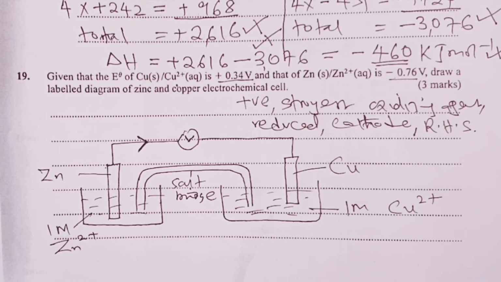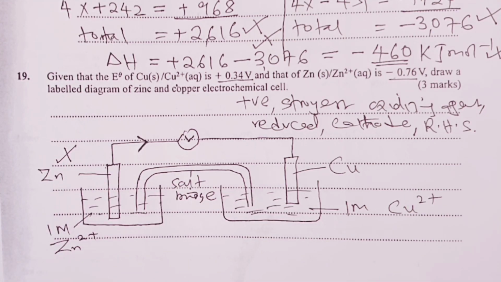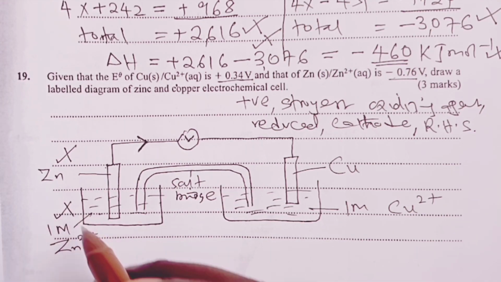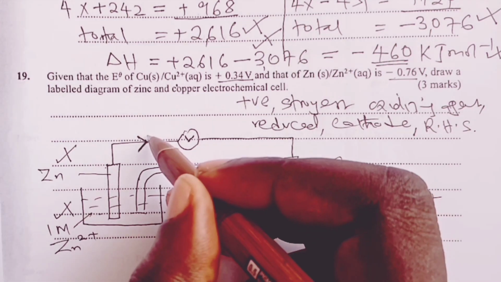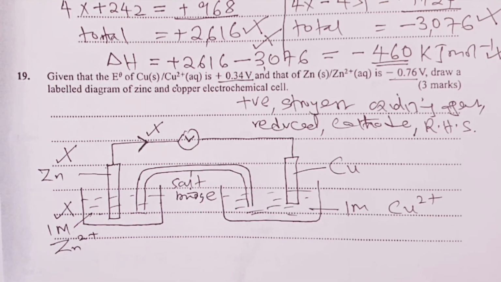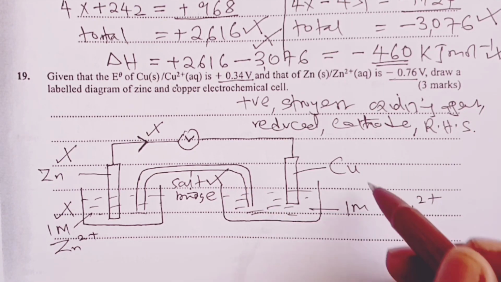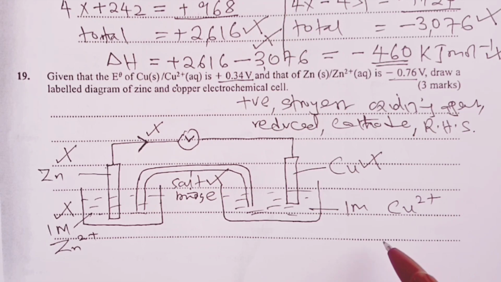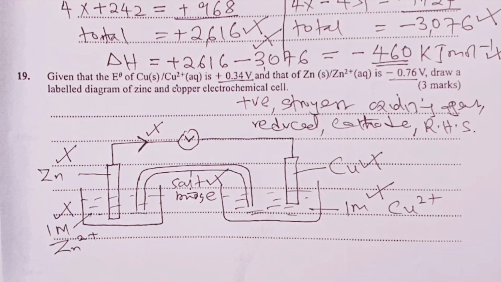It is 3 marks. So a half a mark for labeling the zinc electrode, a half a mark for zinc electrolyte, a half a mark for showing direction of electron flow, half a mark for salt bridge, half a mark for copper electrode, and finally half a mark for the copper electrolyte.